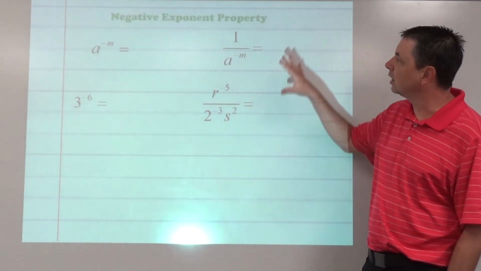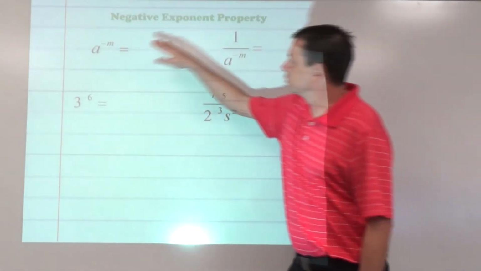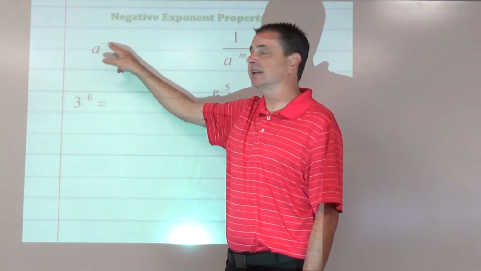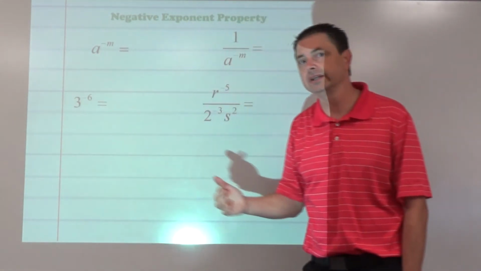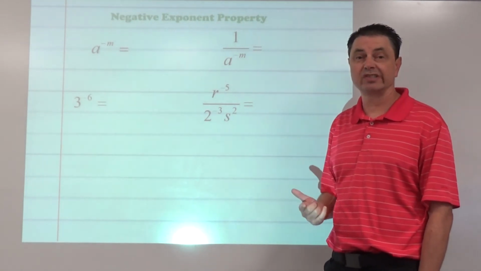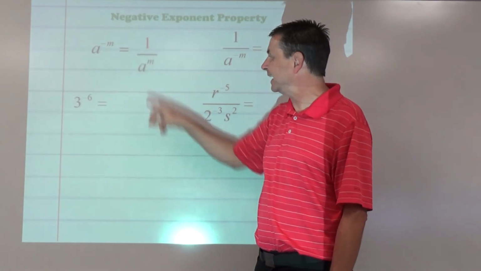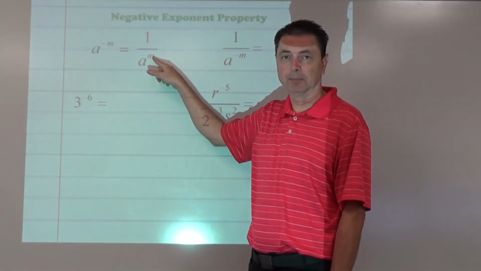So, introducing the negative exponent property, a to the negative m. The negative really just indicates reciprocal, so it's just going to turn out to be 1 over a to the positive m power.